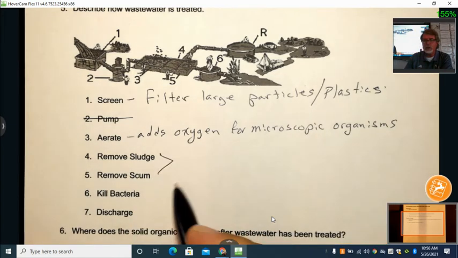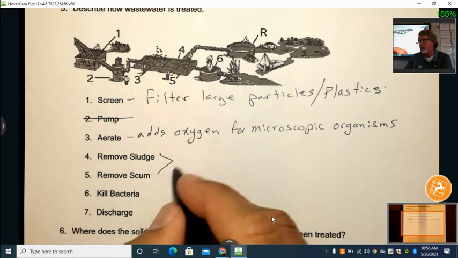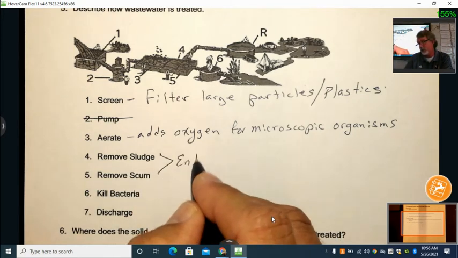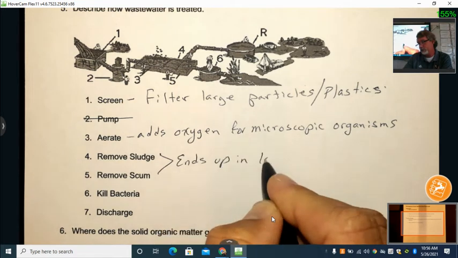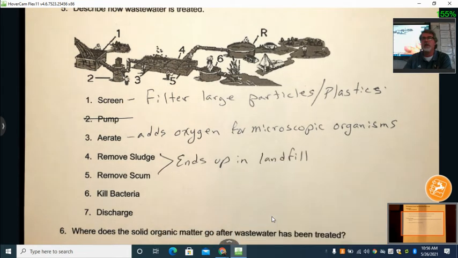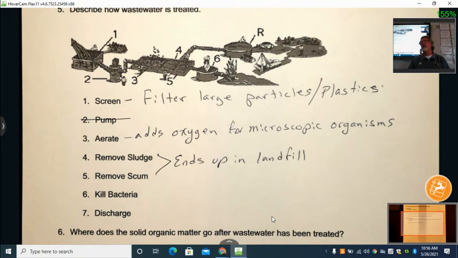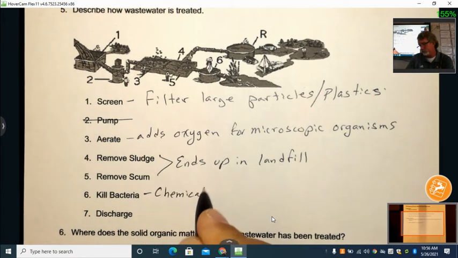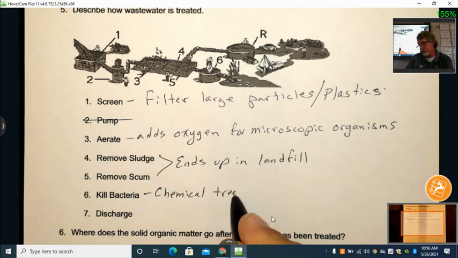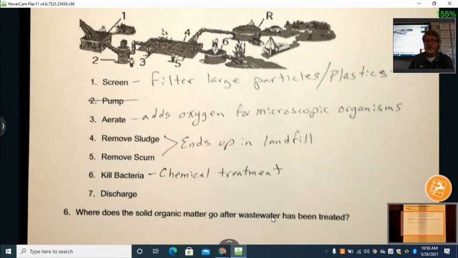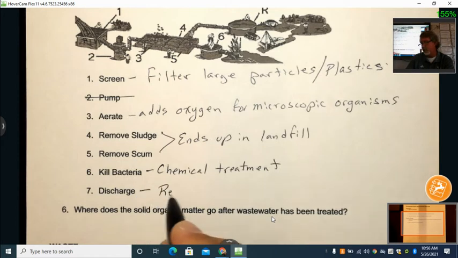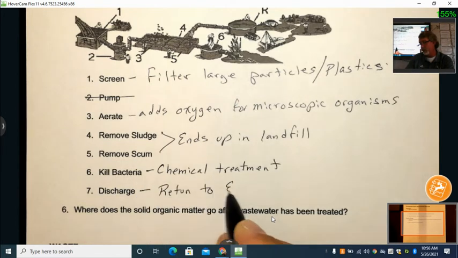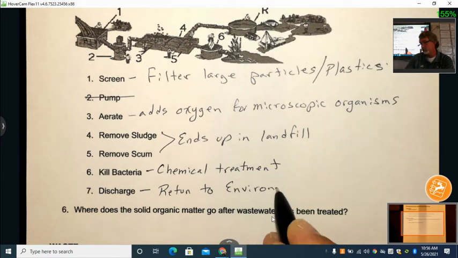Remove sludge and the scum, and I'm just going to add those together. I'm going to say that ends up in the landfill. Those are solid materials that eventually have to be put in a landfill somewhere. You couldn't just dump those right back out to the pure environment, okay? Kill bacteria, some type of chemical treatment. And at our plant, they have a chlorine treatment, and then in discharge, we return it to the environment.